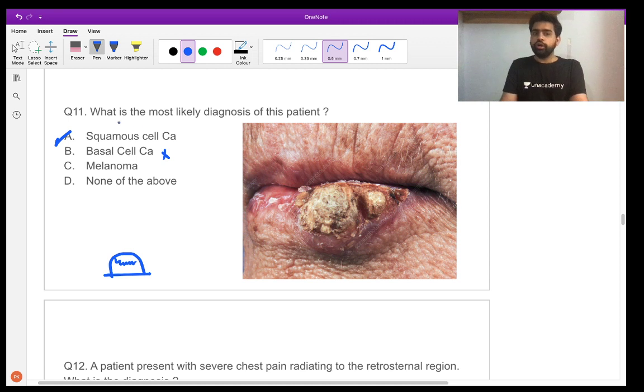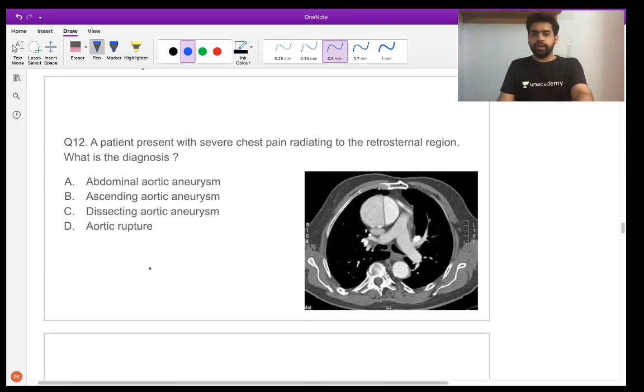If they want you to show the image of basal cell carcinoma, they will show you a nodular or pearly lesion with a characteristic telangiectatic vessel over it. This is again an important image. I don't have it at present, but it is an important image. Right, now let us move on to the next question.